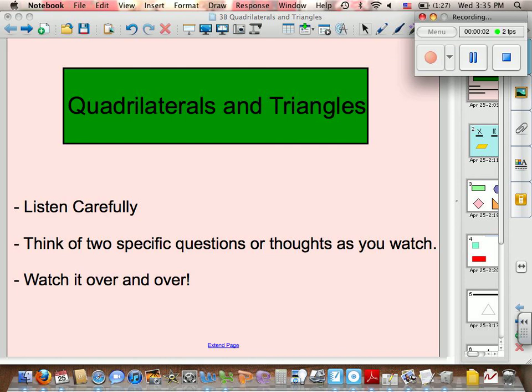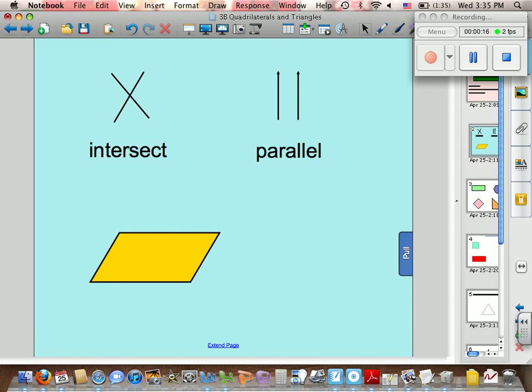Welcome. Today we are going to talk about quadrilaterals and triangles. Remember to listen carefully, think of two specific questions or thoughts as you watch, and you can watch it over and over again. We are going to begin by looking at two different sets of lines.